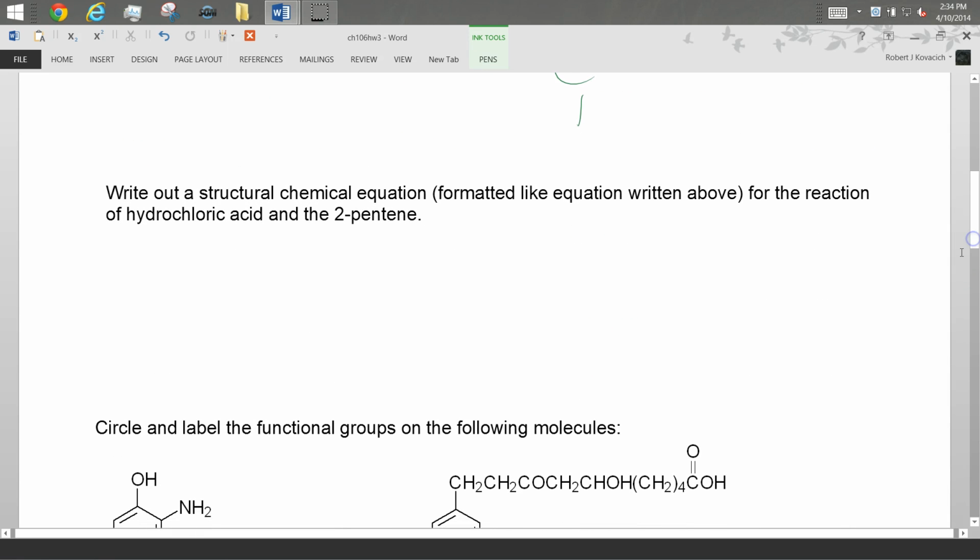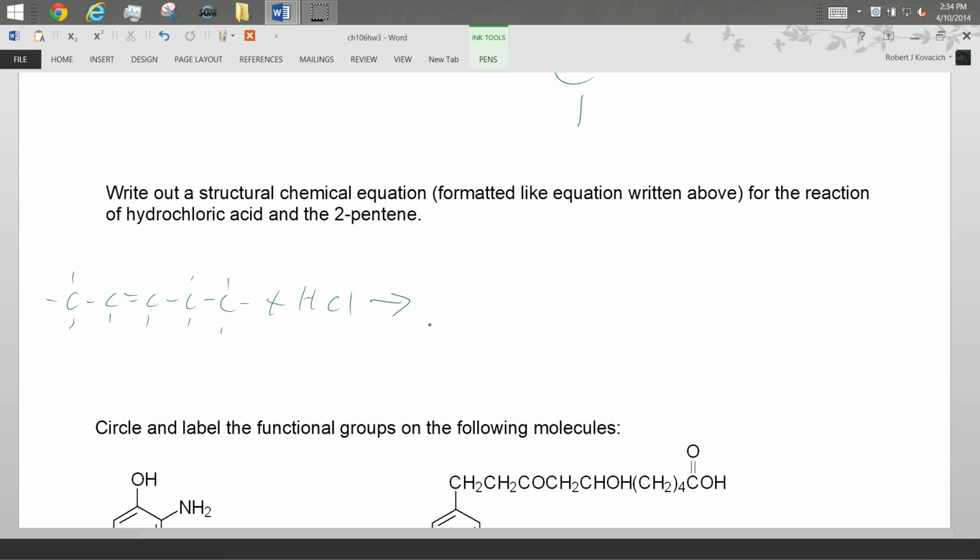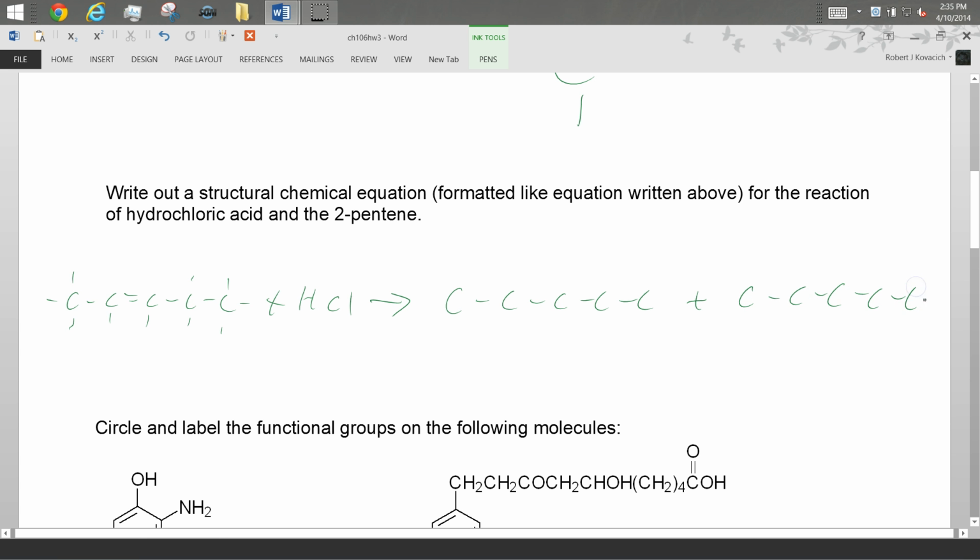Okay. Write the chemical formatted like an equation above for hydrochloric acid and 2-pentene. So I got a carbon and a carbon and a carbon and a carbon and a carbon, and it's 2-pentene, so I'll put a double bond right there. And then I'll put hydrogens on each carbon, plus HCl. And what's it going to look like on the other side? We okay with that?